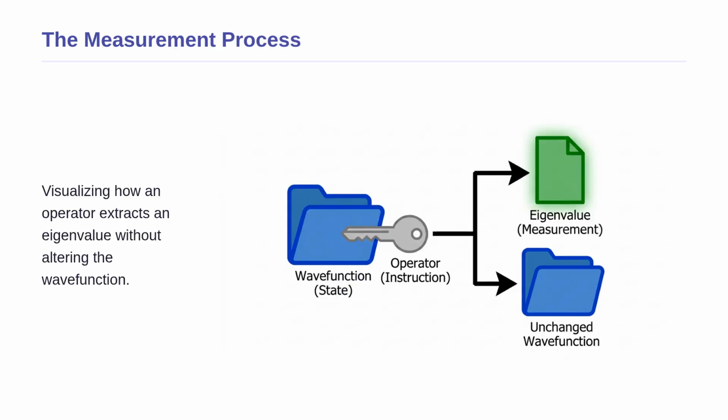To visualize this equation, imagine the wave function as a locked digital folder. The operator acts as a specific mechanical key designed to open it. When the key is inserted and turned, which represents the mathematical instruction being applied, the folder opens to reveal a specific file. This file is the eigenvalue, representing the physical measurement, like energy or wavelength. Notice that after the measurement is extracted, the original folder remains completely unchanged. This perfectly illustrates how a valid quantum measurement preserves the original state of the wave function.